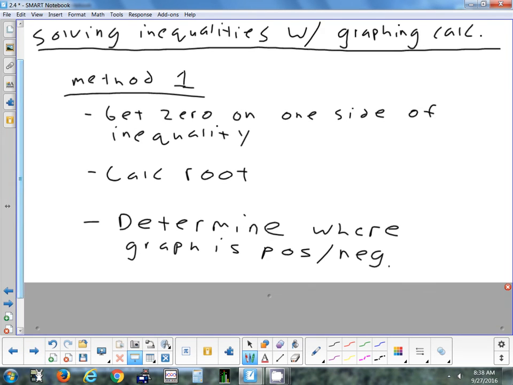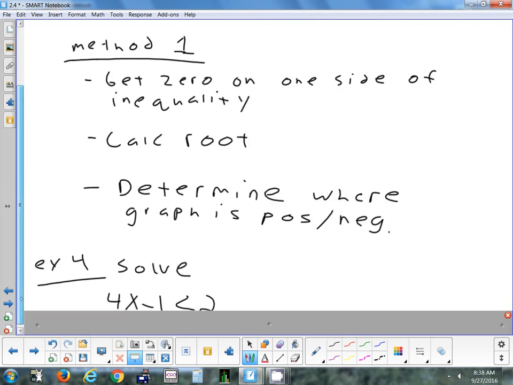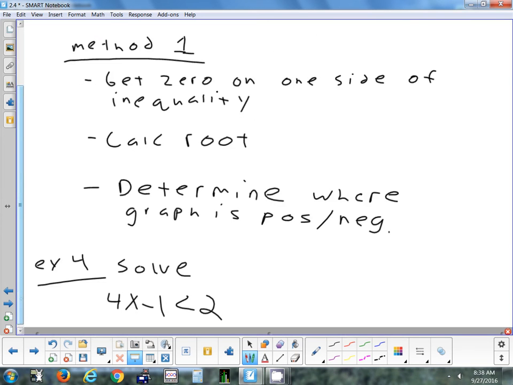All right, so let's try method 1 on this inequality. Step 1 is to get 0 on one side of that inequality. If you don't have your graphing calculator, that's okay. You don't need it. We're not doing anything you haven't done before. We're just going to find a root.